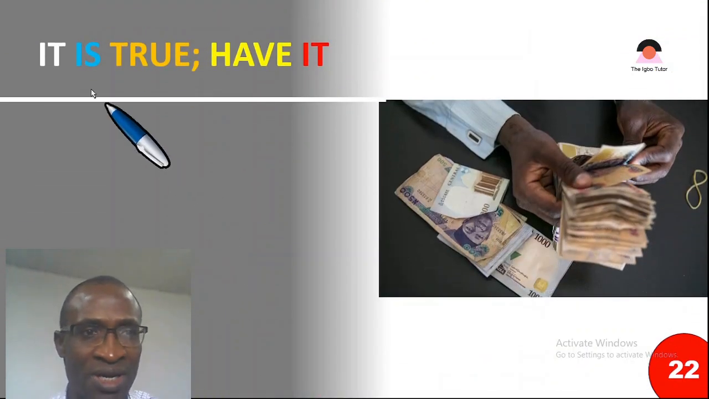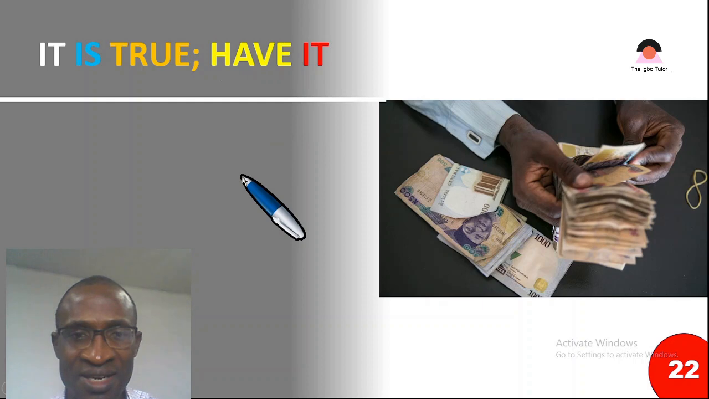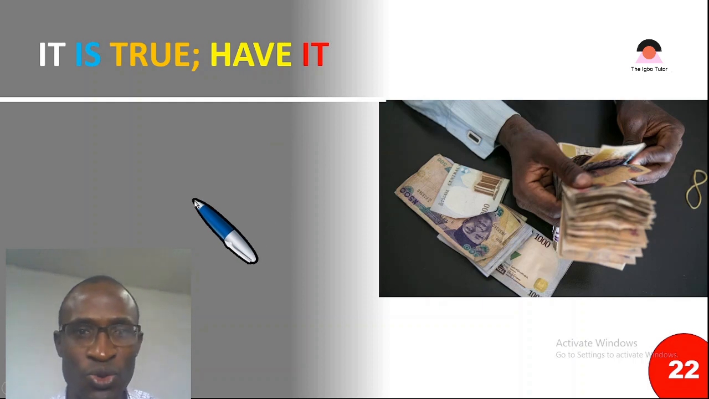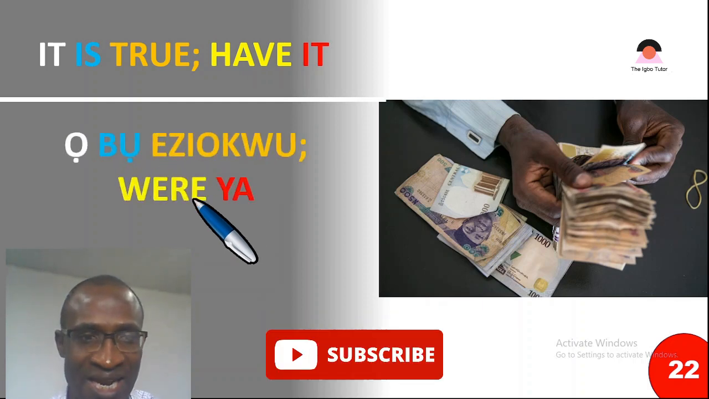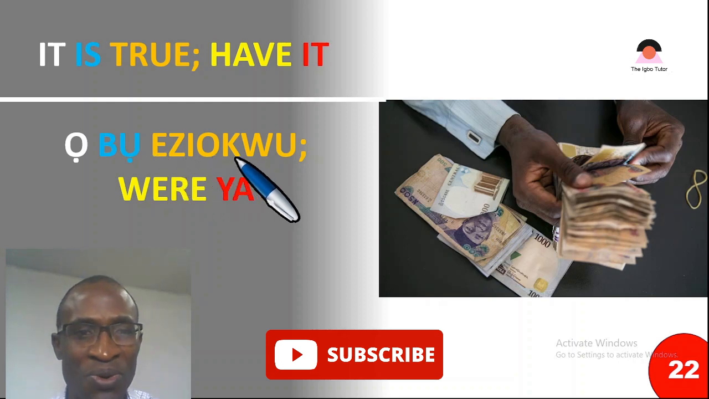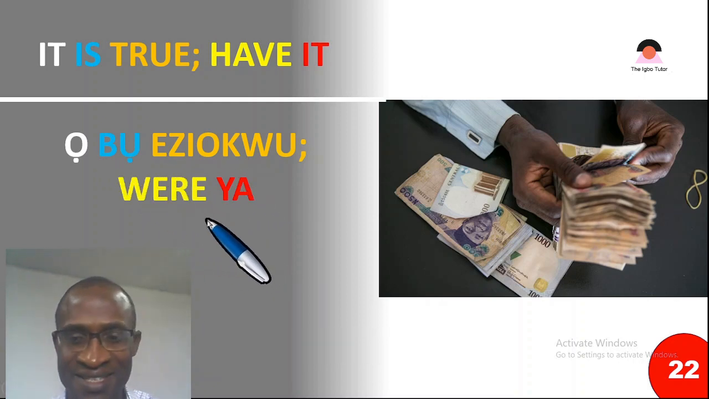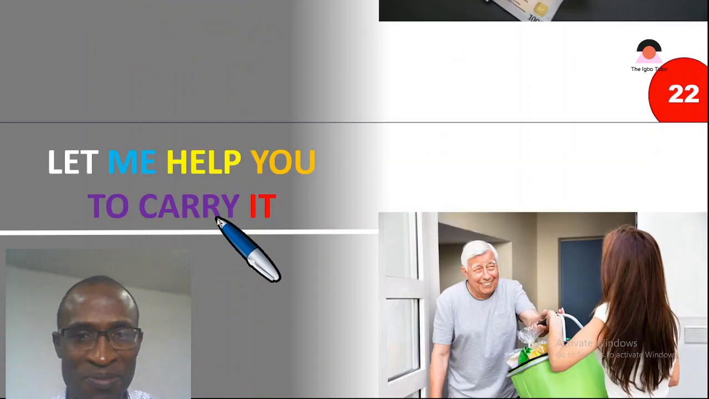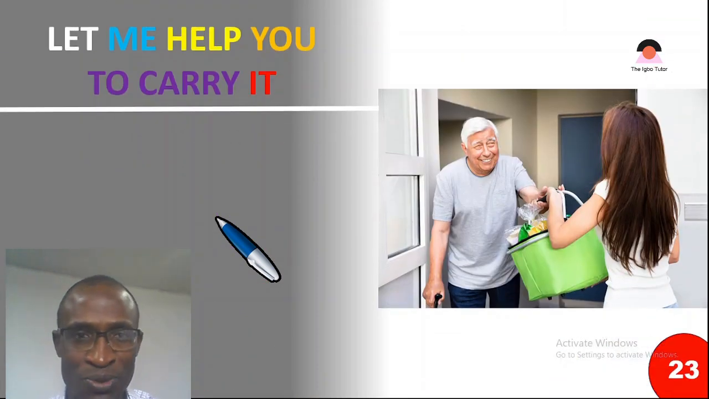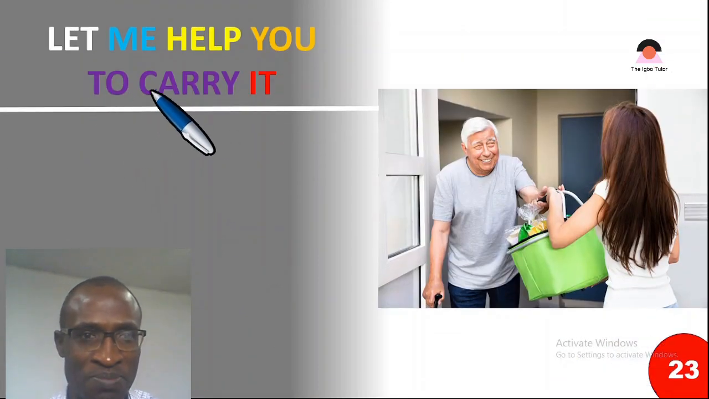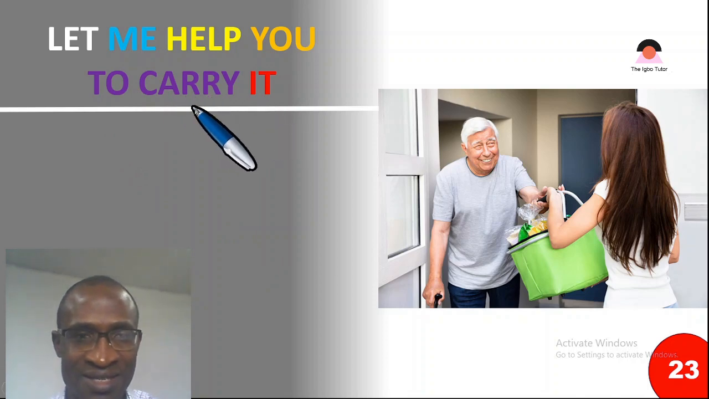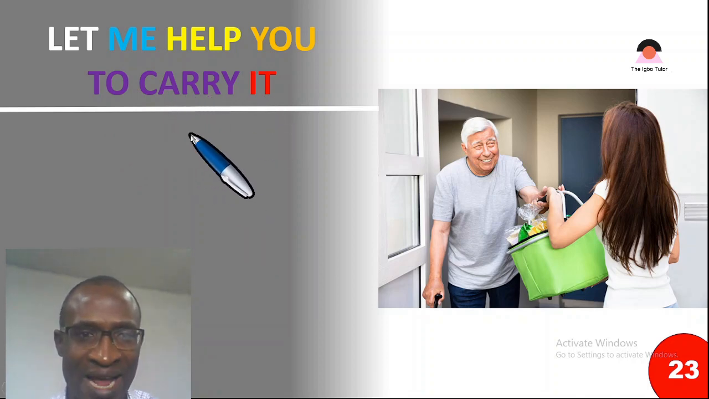Let's go on. It's true, have it. The seller responded. How do we say that? Ọ bụ eziokwu o. Were ya. Ọ bụ eziokwu, it is true. Were ya, take it or have it. Let's move on from here. Having settled the transaction, let me help you carry it. The seller is asking the buyer, can I help you?